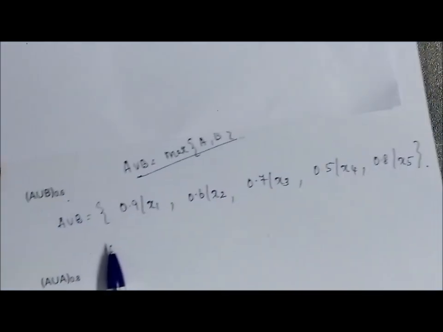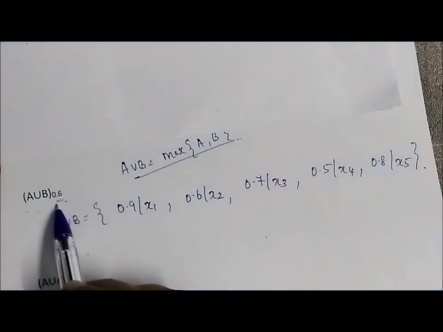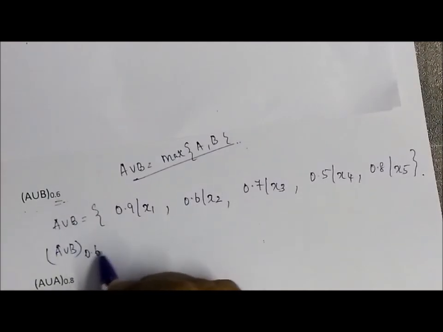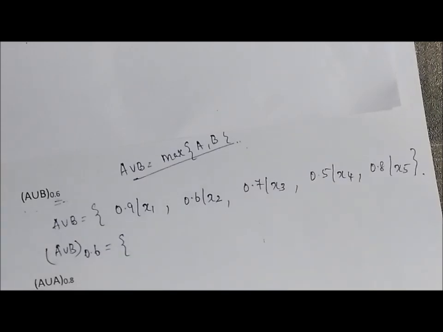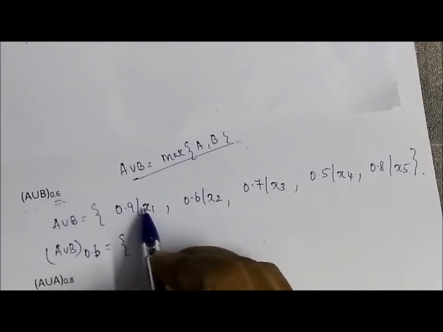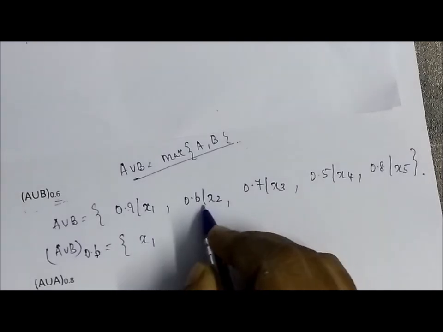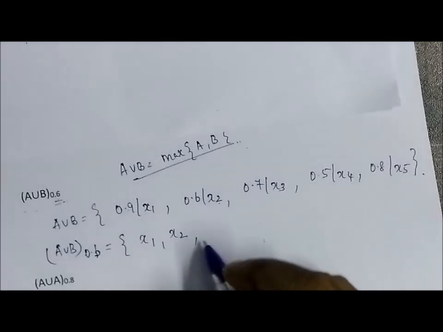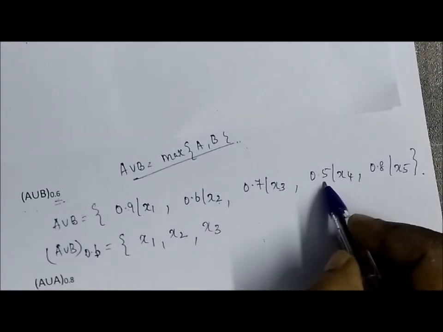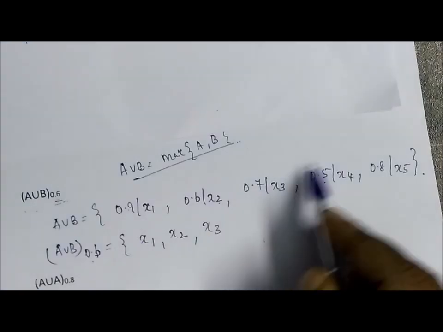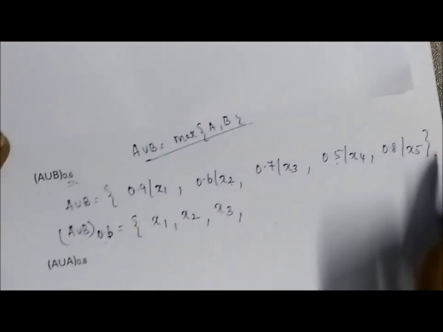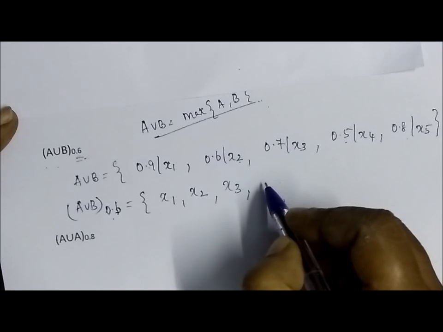Okay, so now what is our lambda value? A union B 0.6, so the lambda value is 0.6. So A union B 0.6 will be equal to the x values that are greater than or equal to 0.6. So 0.9 is greater, so we'll take x1. 0.6 is greater than or equal, so we'll take x2. And for x3, 0.7. Here 0.5 is less than 0.6, so we will not take it. And 0.8 is a greater value, so we'll use x5.